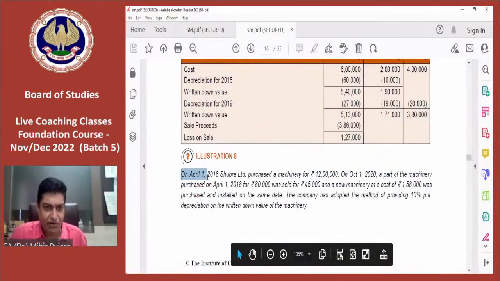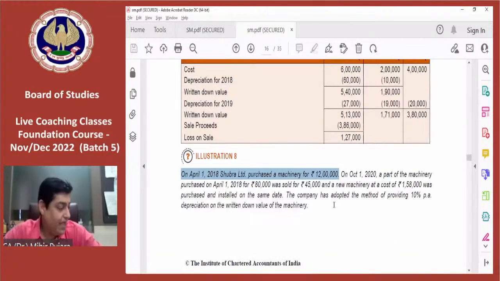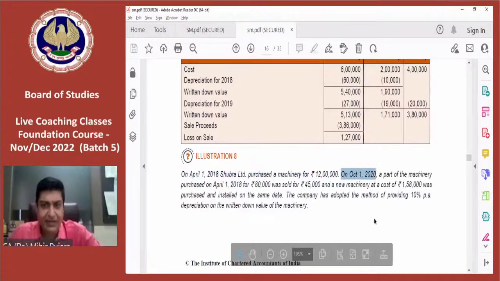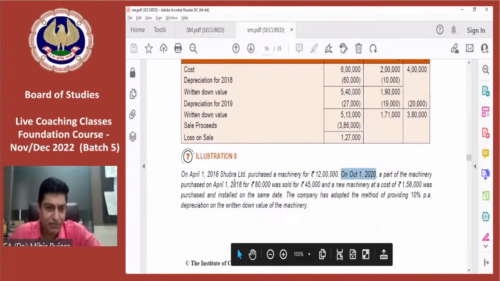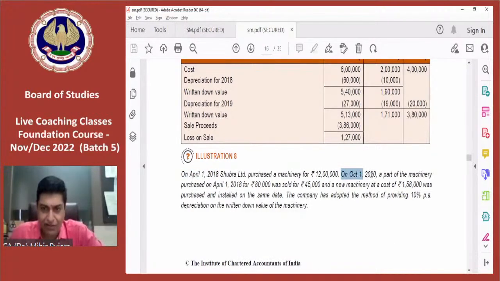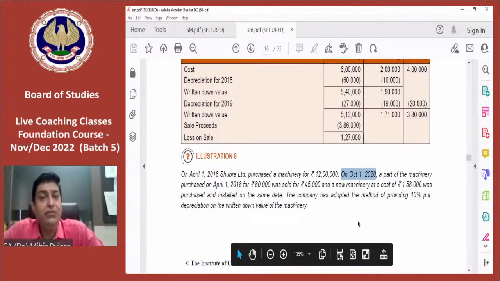So guys, on April 1, purchase of an asset of 12 lakh rupees. On 1/4/18. On October 1, 2020, some part of machinery having a cost of 80,000 is sold for 45,000. So on 1/4/18 we purchase, but the asset is sold almost after 2 years.